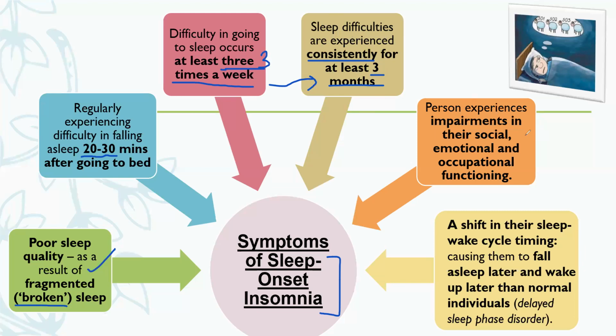Another criteria or a symptom we would use to diagnose someone is that the person experiences impairments in the social functioning, emotional functioning, and occupational functioning. Social, for example, they can't even meet up with a friend because they're just so tired to get out of bed. Emotional, meaning that they start to snap at people around them, even though those people haven't done anything to make them feel that way. And occupational means, for example, you're not able to go to school, you're not able to meet deadlines at work because you just cannot go to sleep at night.